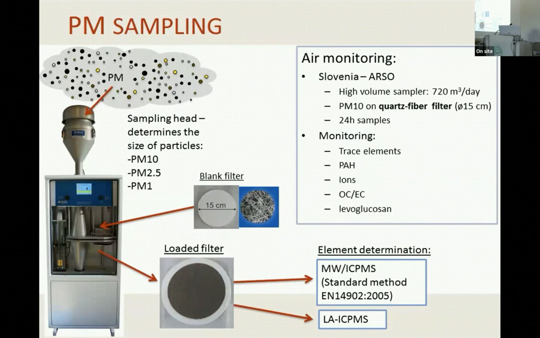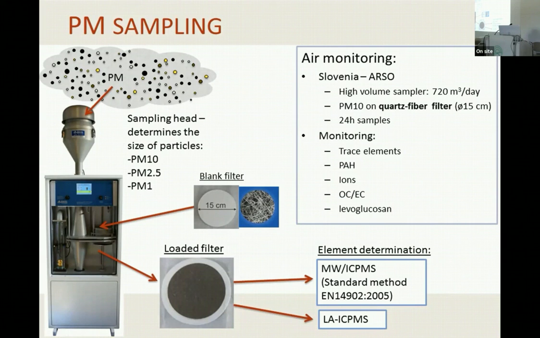So, PM is most commonly sampled by a PM sampler. We put in a blank filter, here's an example of a quartz fiber filter. Then the air is drawn through the sampling head, where we choose the size of the PM that we want, for example PM10 or PM2.5. Then particles get deposited on the filter, and the result is a loaded filter, where many different analytes are normally measured, as they're listed here.